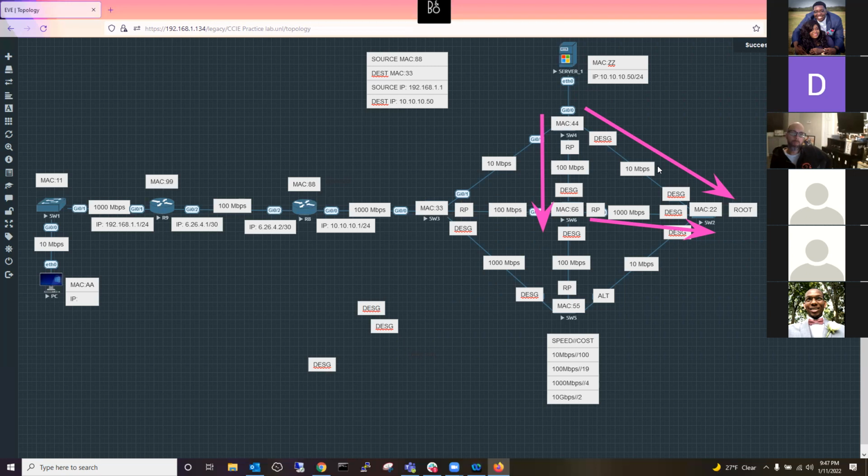Keep it simple. Don't go down a rabbit hole. We just elected our designated switch. What's our lowest cost to get home? Is it through the 10 meg link or the 100 meg link? We just identified it, so it'll be the 100. Keep it simple, okay?